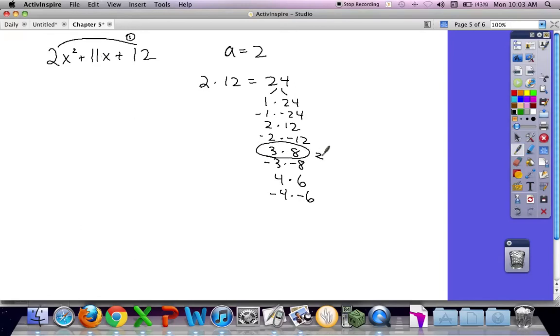So there was step 2. Step 1 was multiply the A times C, the first number times the last number. We got 24. Step 2, find the factors of 24 that add up to 11. They are 3 and 8. Step 3, use those numbers, 3 and 8, to rewrite the middle term, 11x. And you could either write it as 8x plus 3x or 3x plus 8x. It doesn't matter the order. But we're splitting up the middle term.